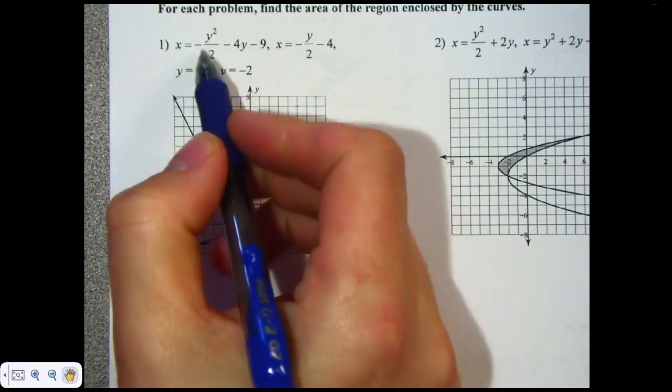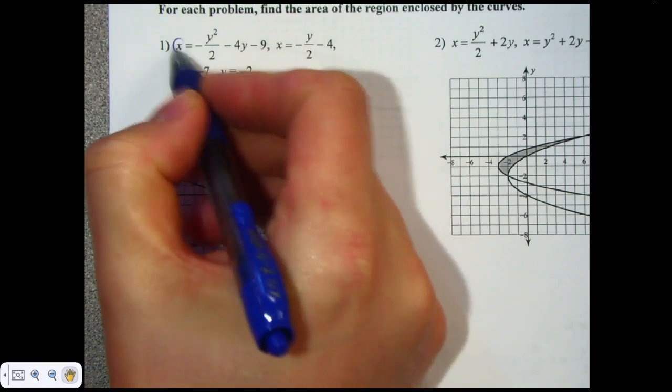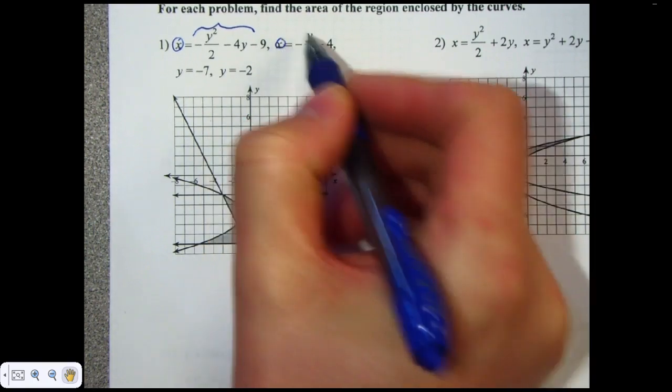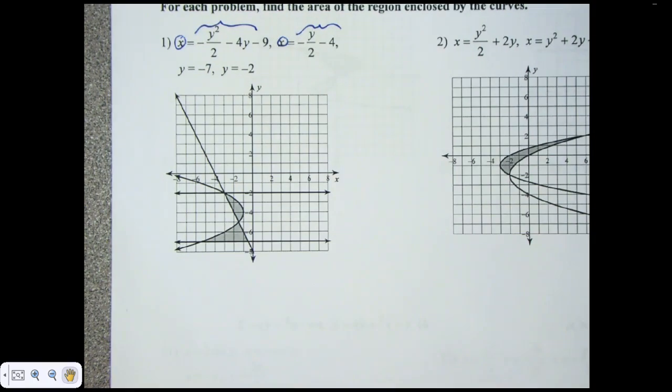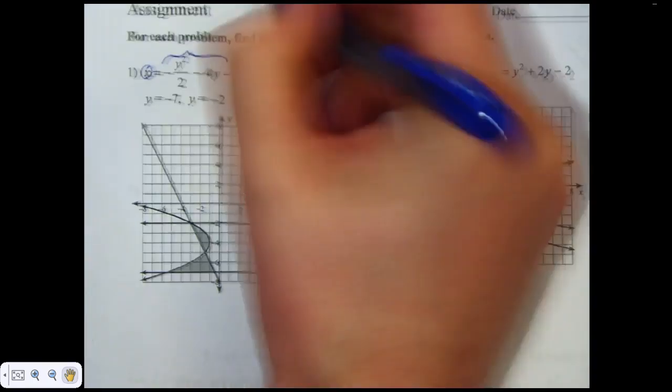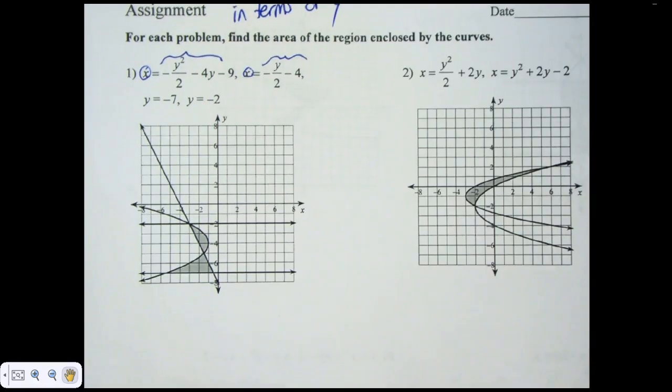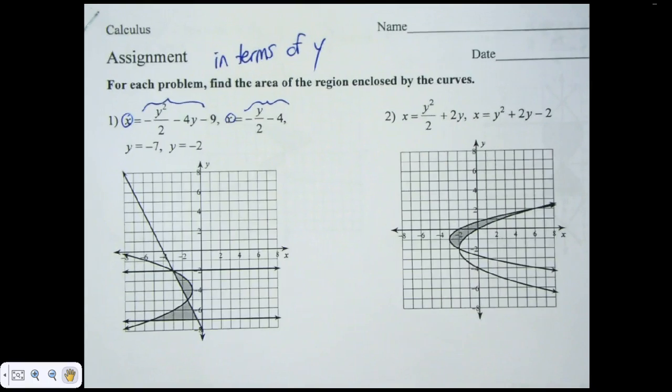But what I see up here is this is solved for x, and this is solved for x, in terms of y. So when I'm in terms of y, that changes the deal, because now everything I put in my equation has to be a y value, where before everything had to be an x value. So we are not looking at top minus bottom anymore. We're looking at right minus left.